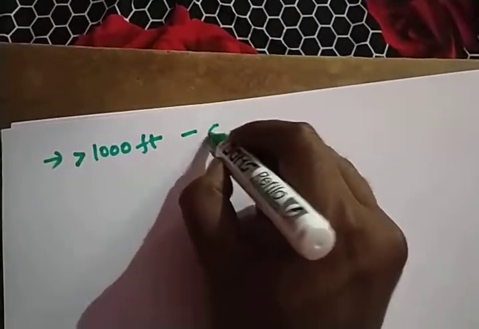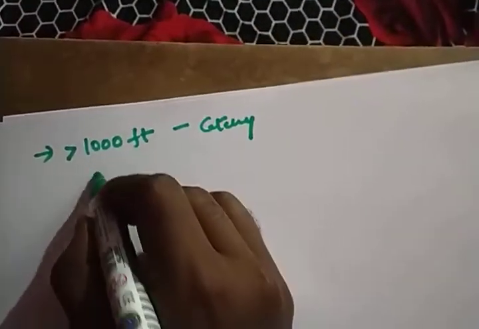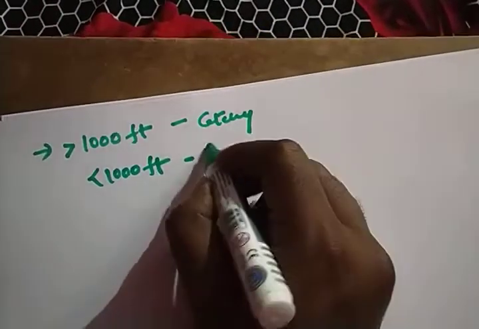Now it's very important. What is the shape of a transmission line curve? When will it be called a catenary curve, and when will it be called a parabolic curve? We call it a catenary curve if the span is greater than 1000 feet. If it is less than 1000 feet, we call it a parabolic curve.